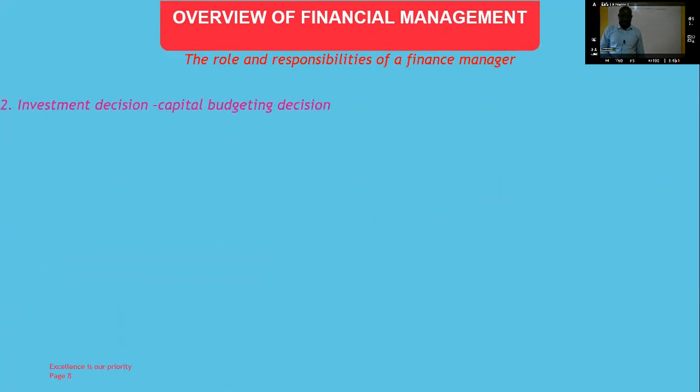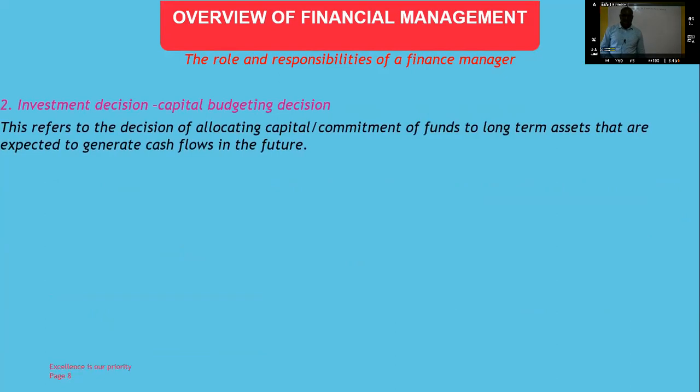Now, the second function of the finance manager is what we call the investment decision, also called the capital budgeting decision. What does this mean? This is the decision of allocating capital, or commitment of funds, to long-term assets which are expected to generate cash flows in the future. So we are allocating funds to long-term assets in anticipation of them generating cash flows in the future.